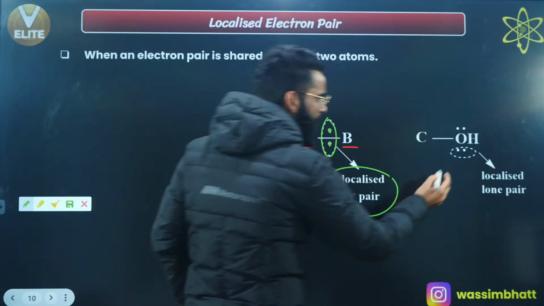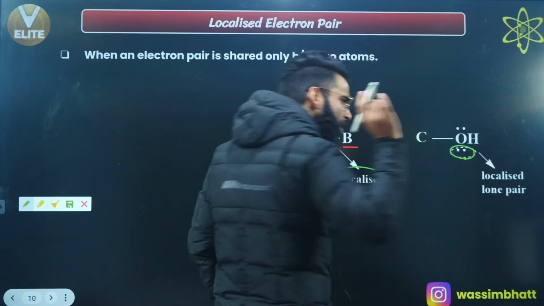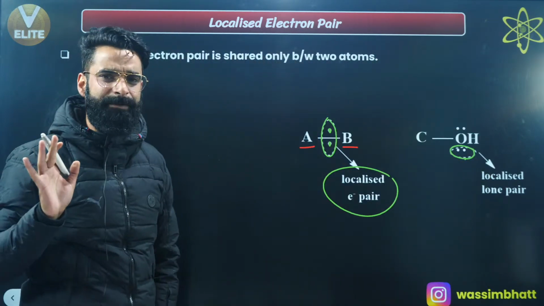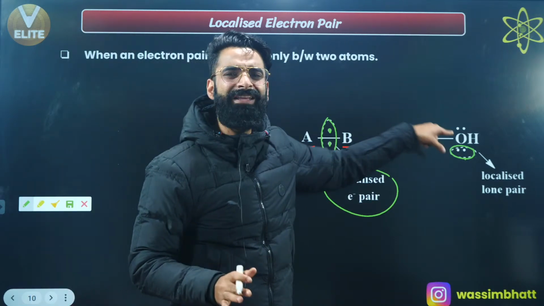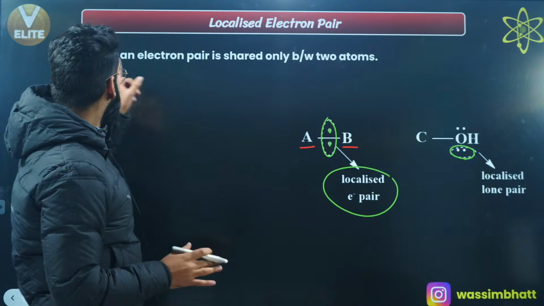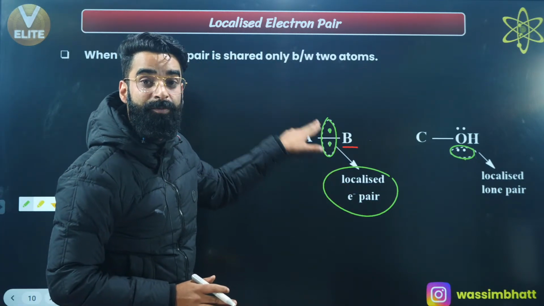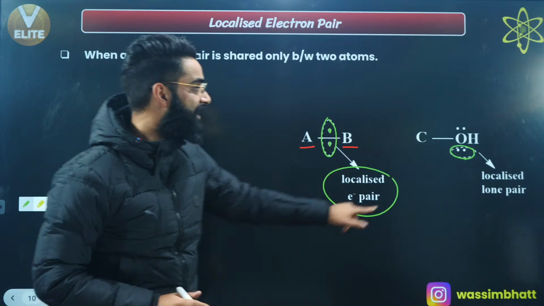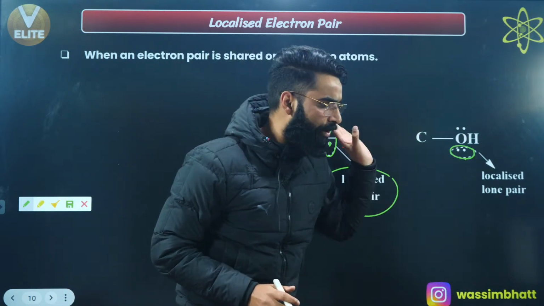Similarly, if you talk about this lone pair of oxygen, it belongs to oxygen only. It does not belong to any other atom. So this is again a localized electron pair, right? When an electron pair is just shared between two atoms, I'll be calling it the localized electron pair. Similarly, I'll be calling this lone pair the localized lone pair, which just belongs to oxygen.